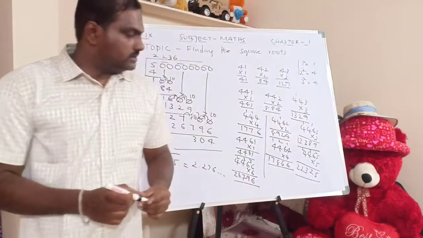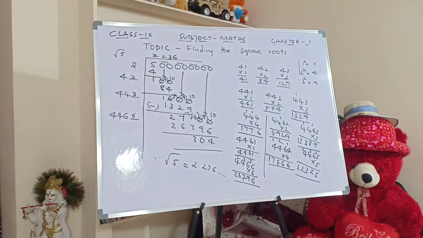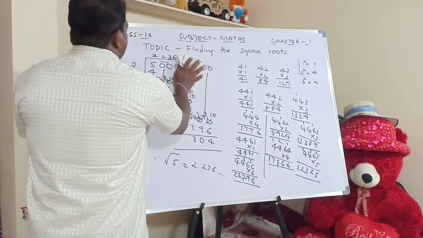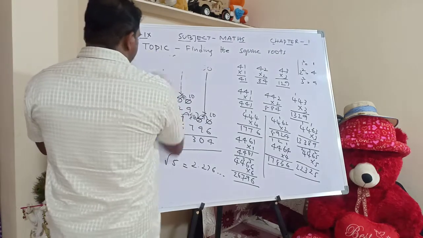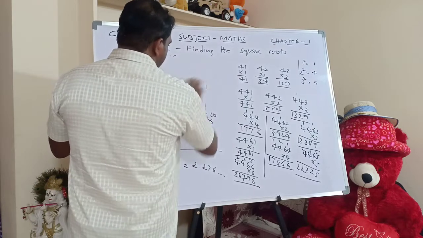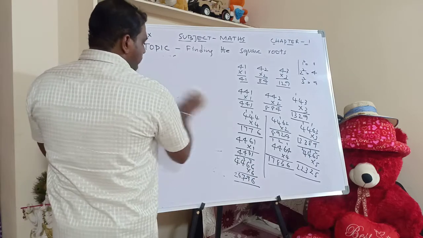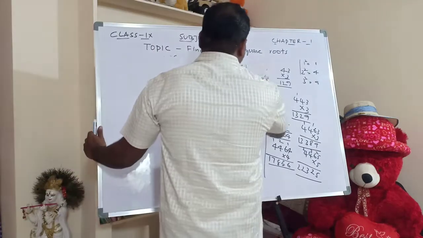Okay. So next I'll give one more example. So copy it. Next one. We'll find the value of square root of 6.